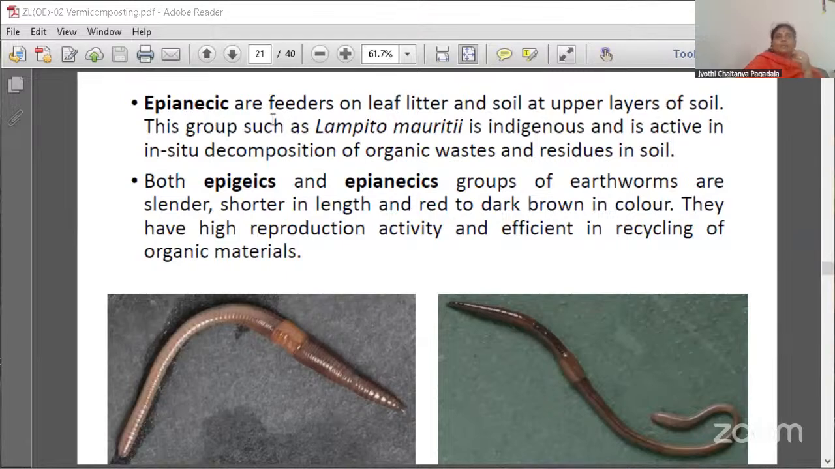Epigeics are feeders on leaf litter and soil at the upper layers of soil. This group, such as Lampito mauritii, is indigenous and native, for in situ decomposition of organic waste and residues in the soil. Both epigeic and epi-endogeic groups of earthworms are slender, shorter in length, and red.